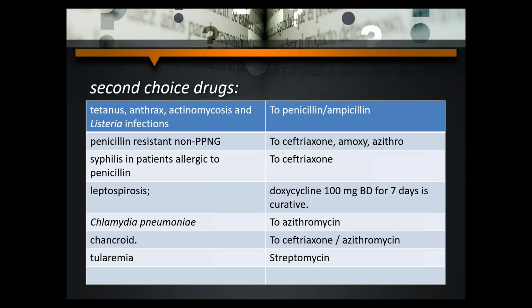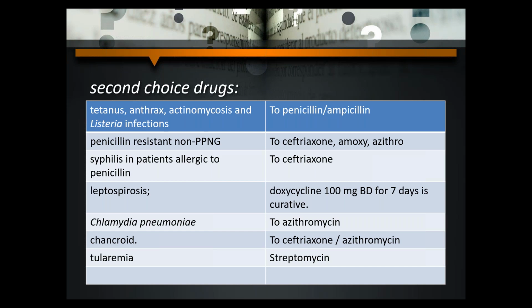But if the patient is resistant to penicillin, then you go for the cephalosporins. You have to see if the cephalosporins are also sensitive or not. If the cephalosporins are good, okay. If they are not good, then you can go for doxycycline. Okay. Leptospirosis, doxycycline is used, and chlamydia pneumonia, first choice of drug is azithromycin and then doxycycline.